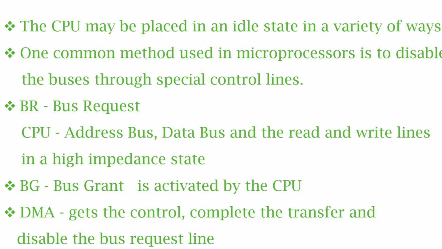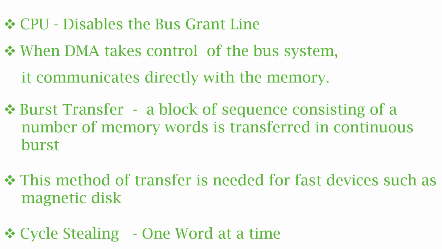On seeing the bus request line from the DMA controller, the CPU keeps the address bus, data bus and read-write control lines in a high impedance state and also enables the bus grant line. On seeing the bus grant signal, the DMA gets the control, completes the transfer and disables the bus request line. When the DMA disables the bus request line, the CPU automatically disables the bus grant line.